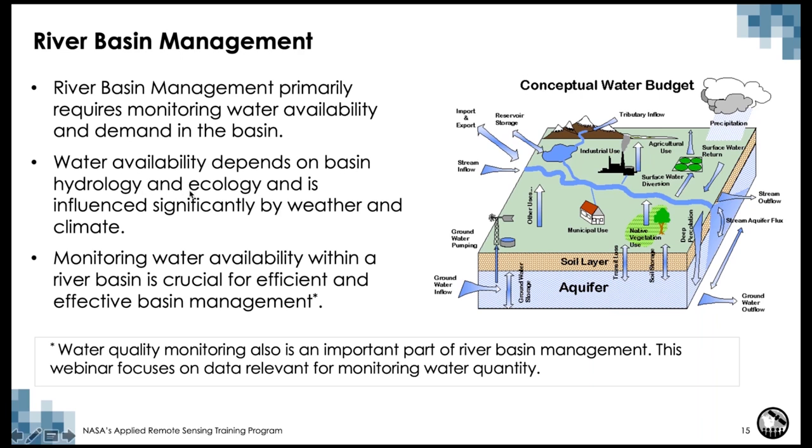Water availability depends on basin hydrology and ecology and is influenced significantly by weather and climate. So monitoring water availability within a river basin is really crucial for efficient management, as we just saw. Now, it's important to note that when you talk about water management in a basin, it is quantity as well as quality. But for this webinar, we are going to focus on quantity and look at different water budget components, quantity components.